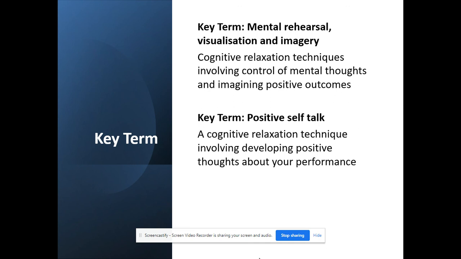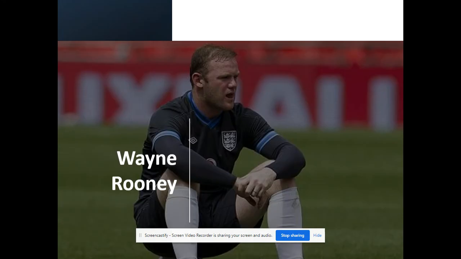Positive self-talk might be one that you might use quite a bit, going into something like, I can do this. Okay, don't look at the opposition. You make sure that you turn everything into a positive thought. All right, I'm just going to give you some examples now from past and current athletes and what they do with their stress management techniques.